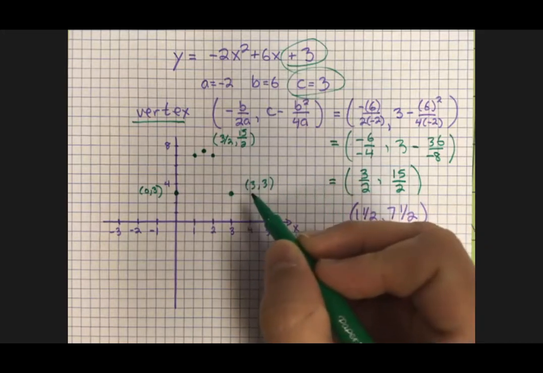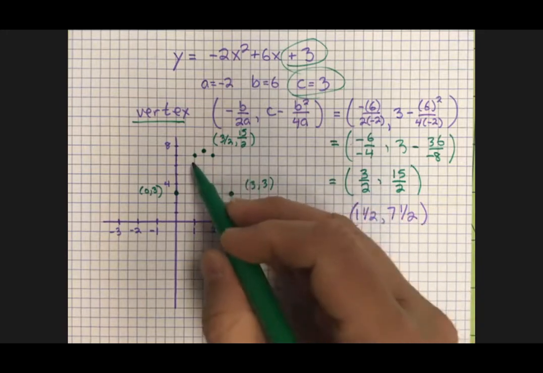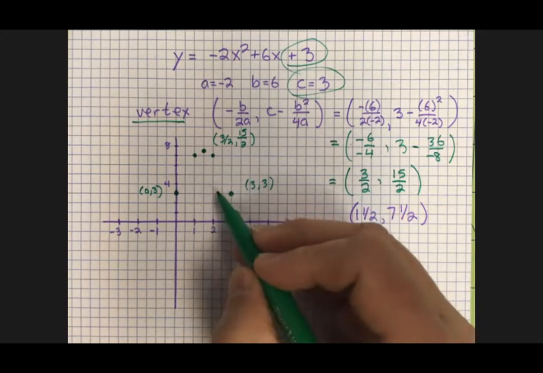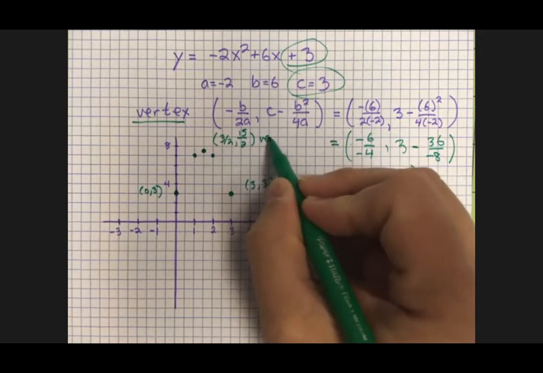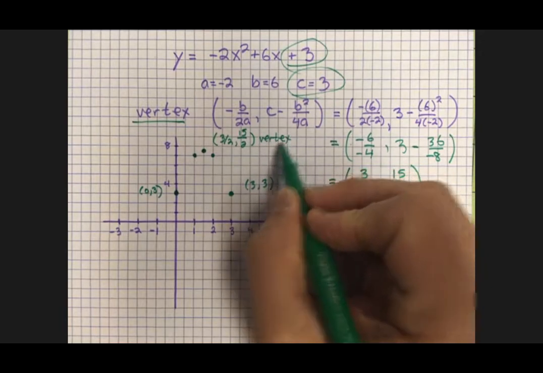Parabolas are always 2 for 1. You get 2 points for every point you calculate, except the vertex. The vertex is unique. The vertex is by itself.